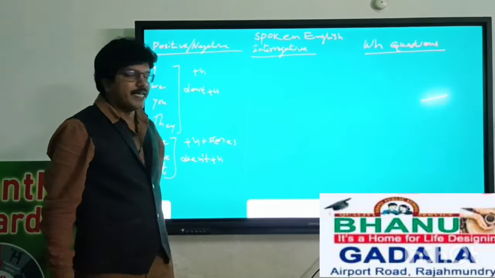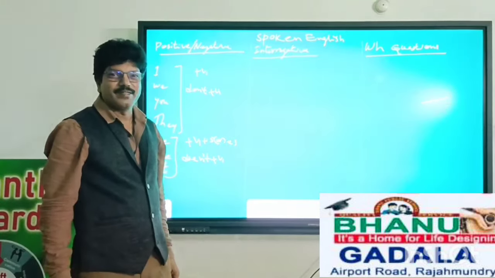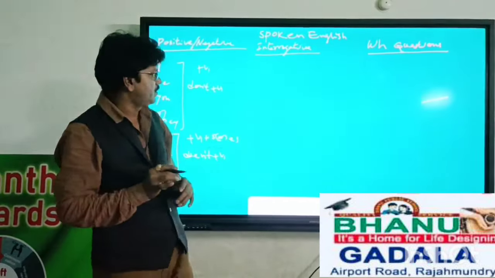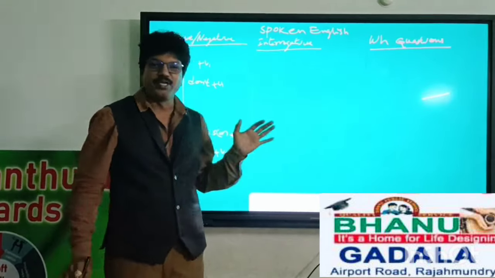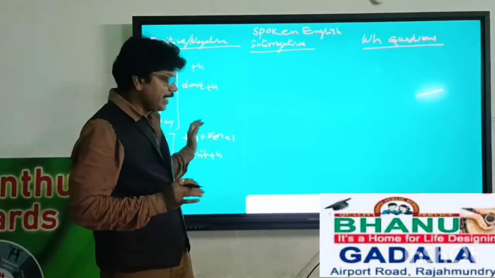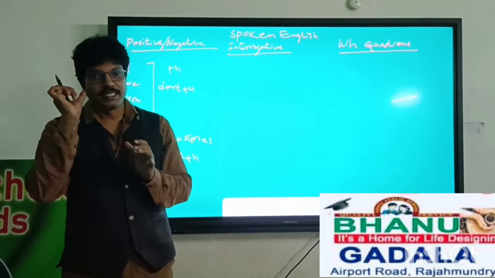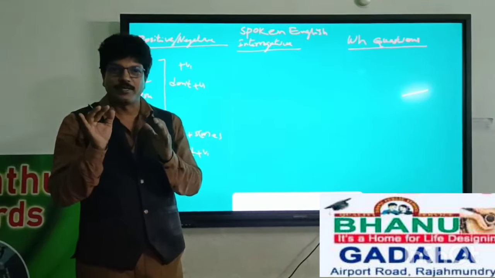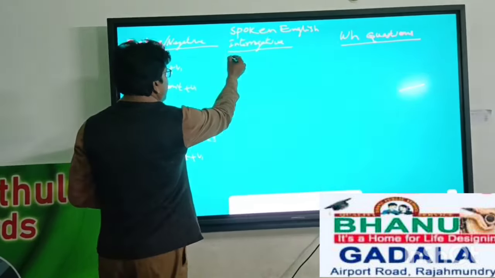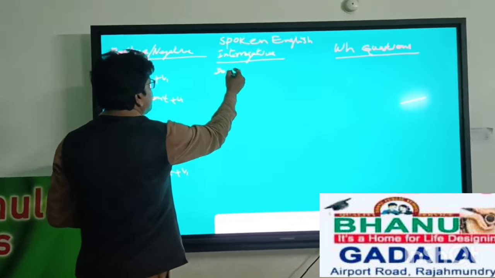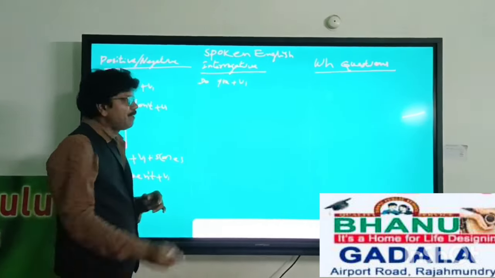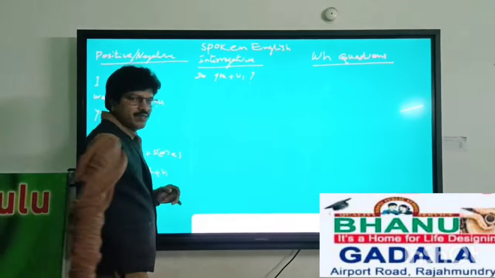And in interrogative, to ask questions, we use do and does. With I, we, you, they, to ask questions we use do. With he, she, it, if the subjects are he, she, it, we use does. So here, for example, do you plus V1, it's a question.